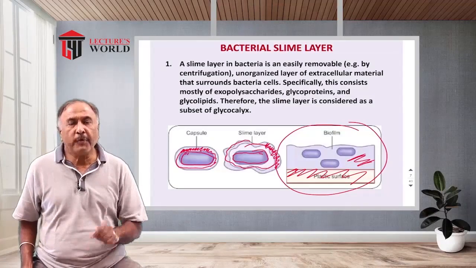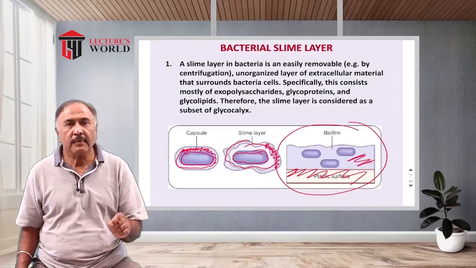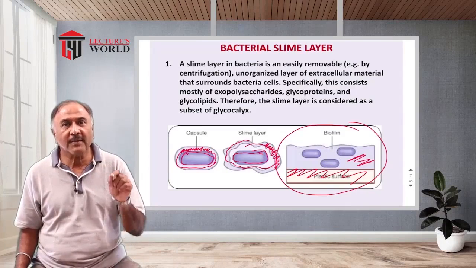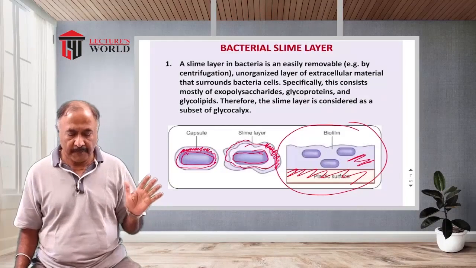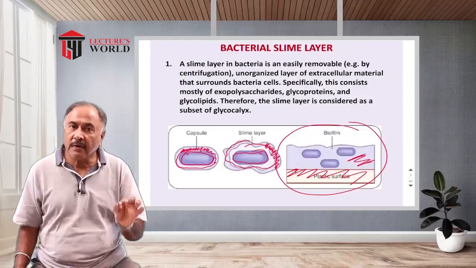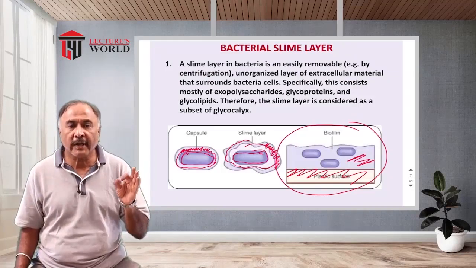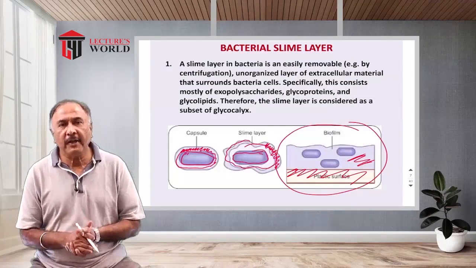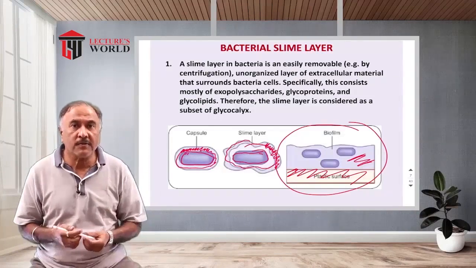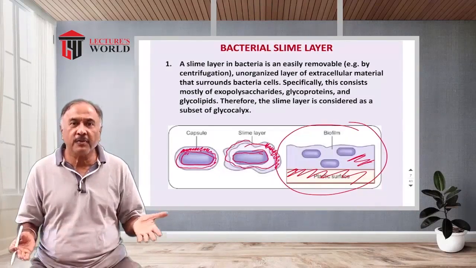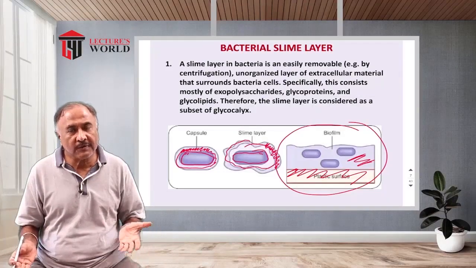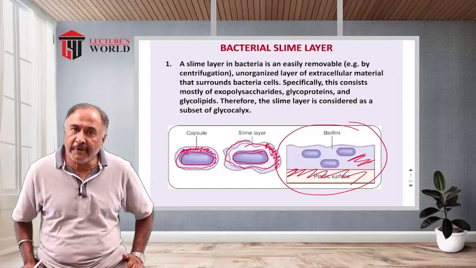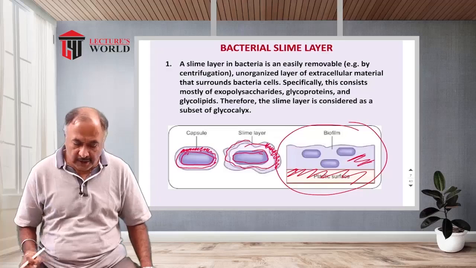Now, before switching over to the next structure, I would like to give you one important word, that is exopolysaccharides. Exopolysaccharide is also another name for capsules and slime layer. The name itself indicates exo. Exo means external, outside. And what is the chemical nature of this capsule or slime layer? It is a polysaccharide. And therefore, it is often referred to as exopolysaccharide.